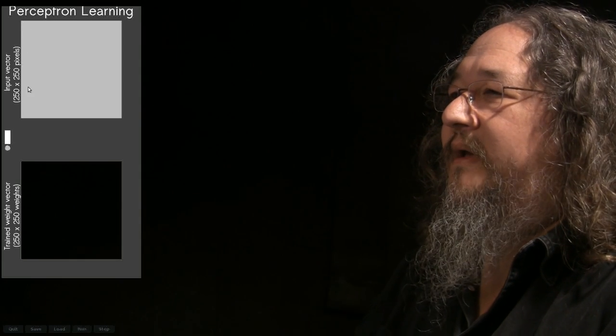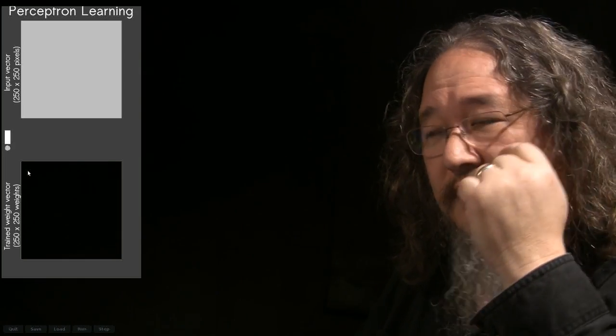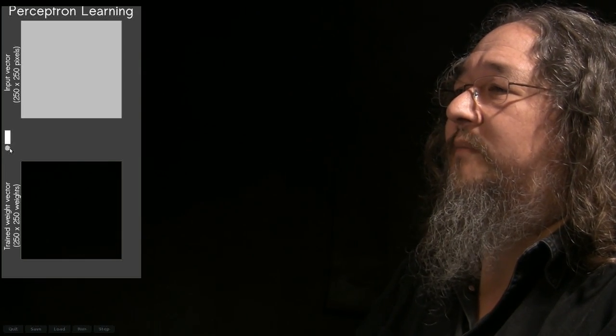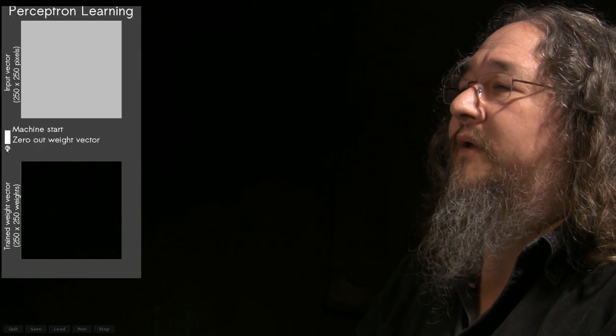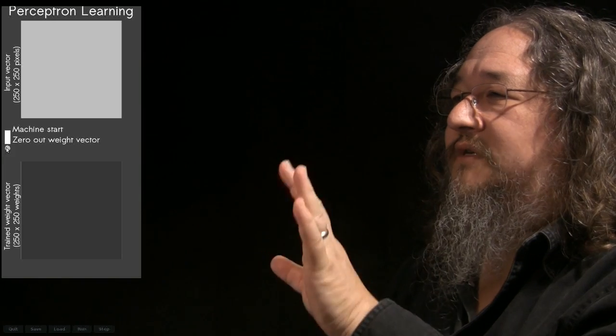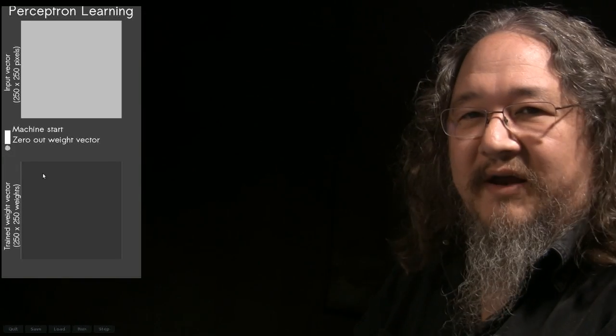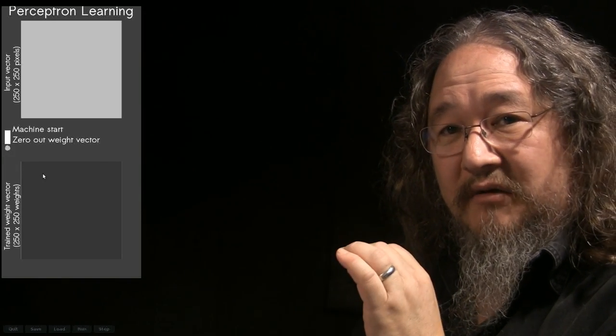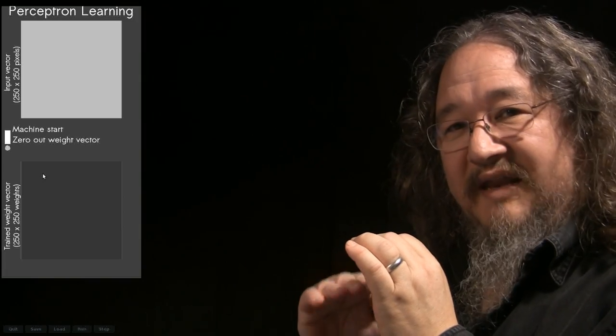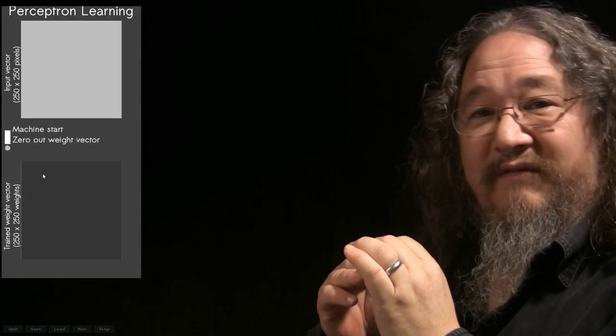Down here at the bottom, we have another whole set of 250 by 250, 62,000 something weights, numbers that represent what we've learned. And if we start this thing up, the first thing we do is clear out the weights. So this level of gray is a weight value of 0. If the weight value goes negative, it's going to be darker than that. If the weight value goes positive, it's going to be brighter than that.